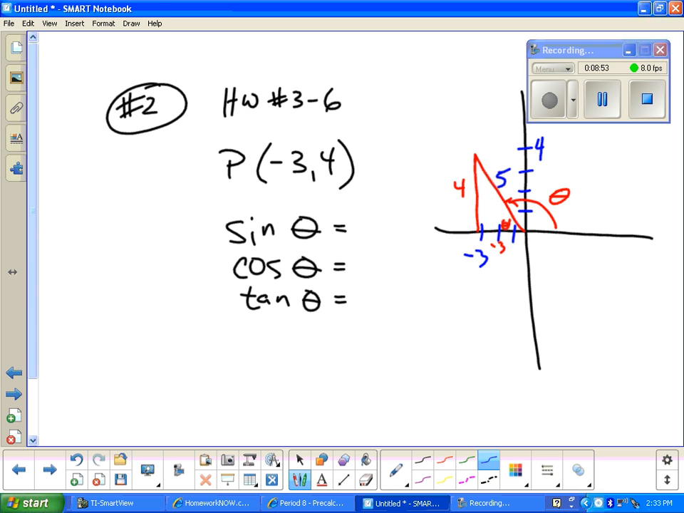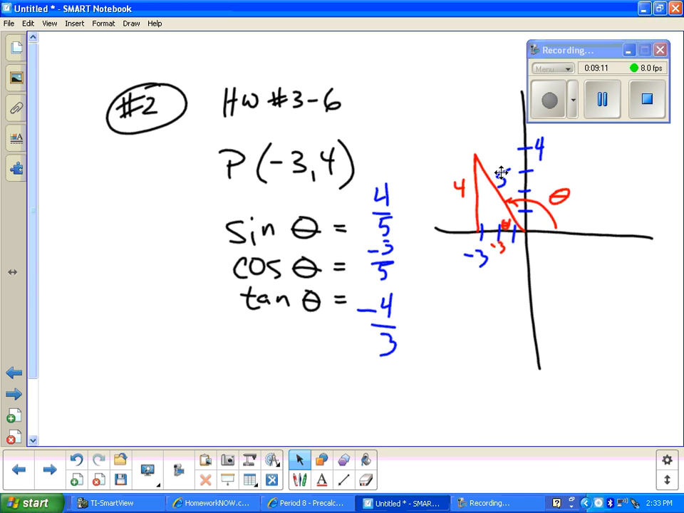So opposite divided by hypotenuse is 4/5. Cosine, -3. Be sure to keep the negative. The hypotenuse is always positive, so it's -3 over 5. And then finally, the tangent is -4 over 3. Yeah, sine's positive, 4/5.